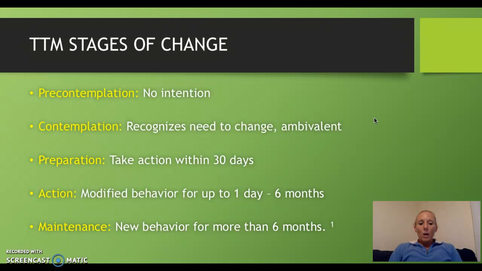And then there's preparation. This is when the individual is going to start to take action within 30 days. Once they've gone through this stage, they're going to move on to action. This is where their behavior is modified anywhere from 1 day, and they've maintained that action up to 6 months. And then hopefully they're able to move on to the maintenance stage, where the new behavior has been established for greater than 6 months.